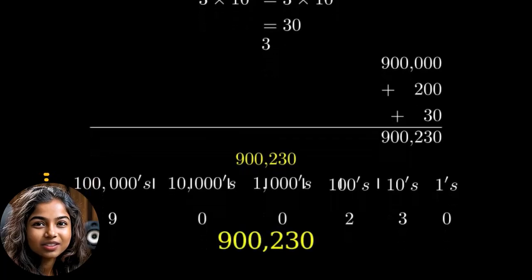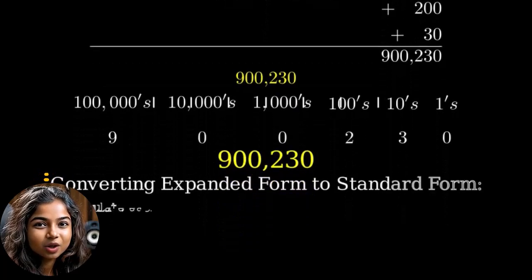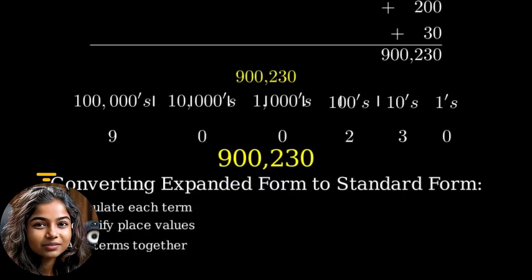Therefore, the number represented by 9 times 10 to the fifth plus 2 times 10 squared plus 3 times 10 to the first power is 900,230. Remember, when converting from expanded form to standard form, first calculate what each term equals, then identify which place value each term represents. Finally, add all the terms together to get your answer.